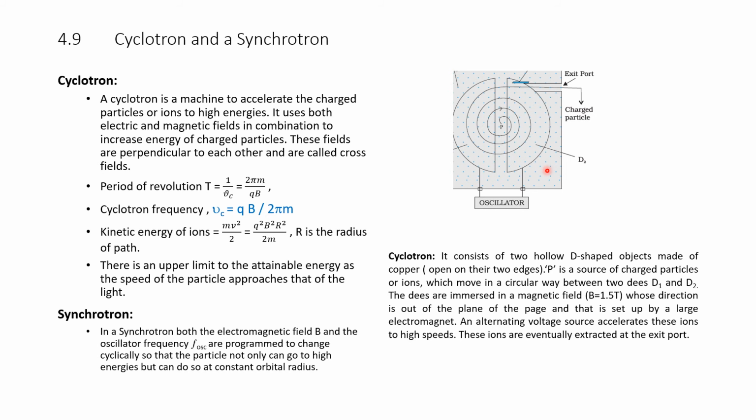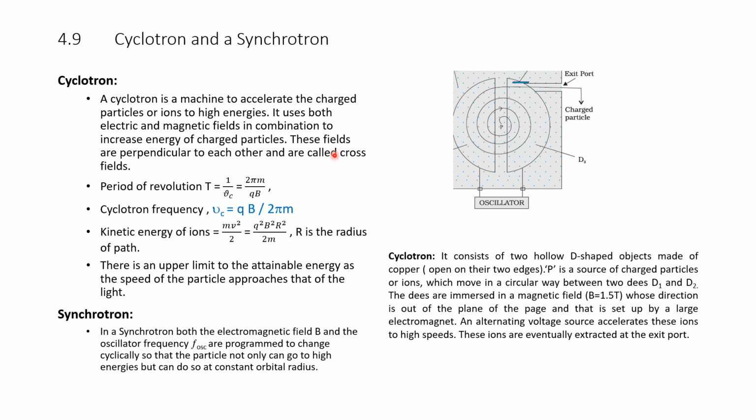An alternating voltage source through an oscillator accelerates these ions to very high speeds. So when they start and accelerate to high speeds, these ions are eventually extracted at the exit port. This is the configuration of a cyclotron.